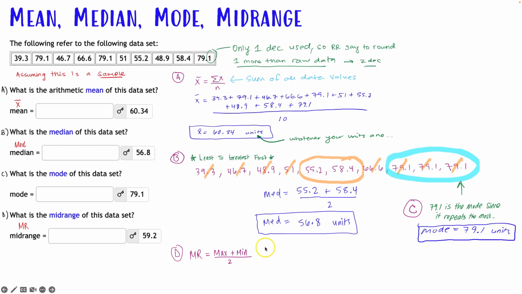For the mid-range, it's calculated by the maximum value of your data set plus the minimum, divided by 2. So our minimum was 39.3, our maximum was 79.1, and then we divide by 2, and we get 59.2, and then again, whatever your units are.